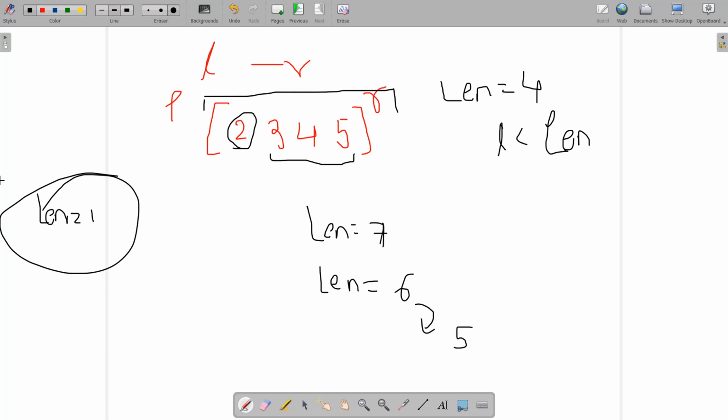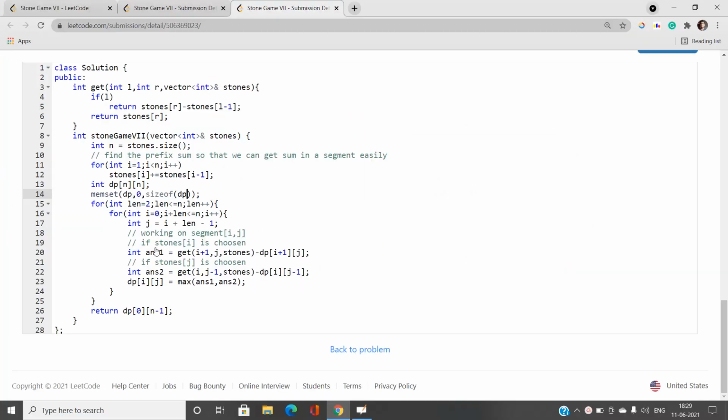This is very important. So we start with length equal to 2, not length 1, because that is a single element. The answer for a single element is 0, because if a player chooses that element, no remaining element is present. Talking about length 2, my segment starts from i equal to 0 and goes up to j equals i plus len minus 1 for a particular length.